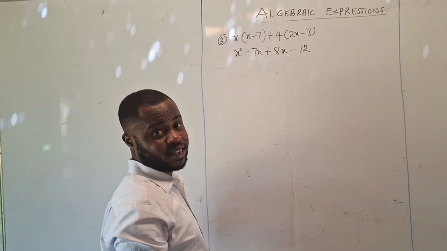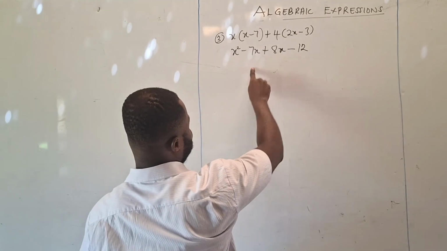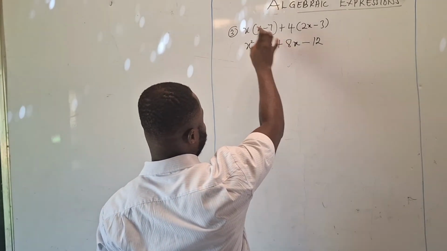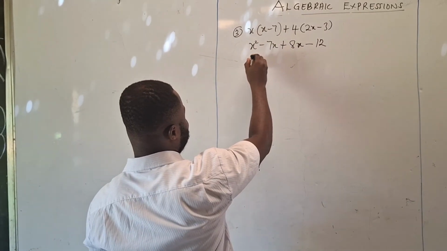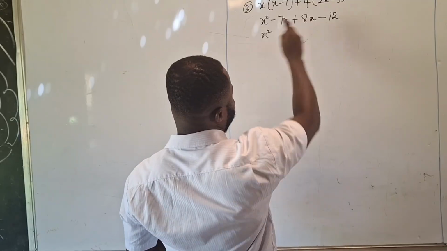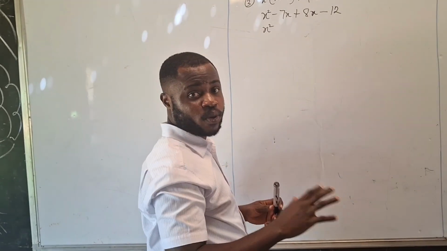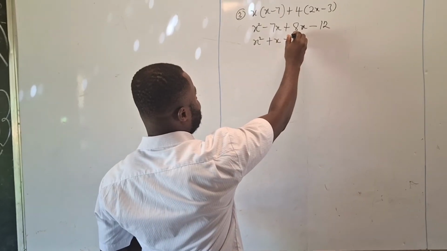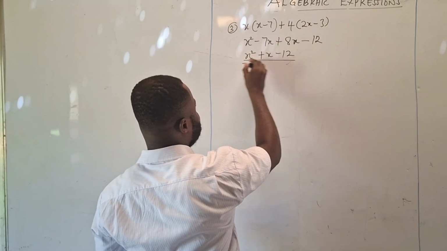Now, do you have any like terms? Yes. So this and this are like terms, but this cannot be a like term with this because the x is having a square. Now we have x squared. Now negative 7x plus 8x. You are owing 7, then you pay 8. It will be positive. So this one will be positive x minus 12. So this will be the answer.